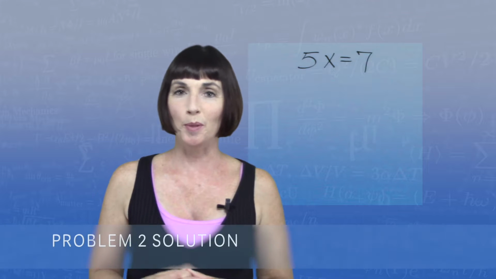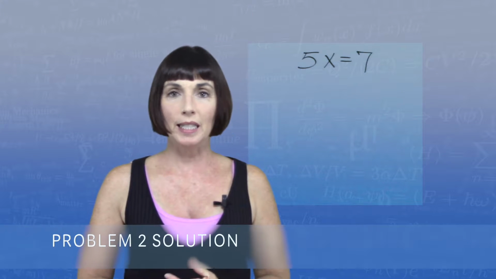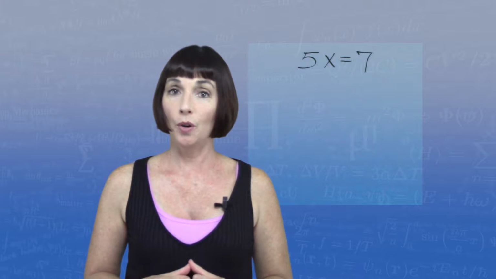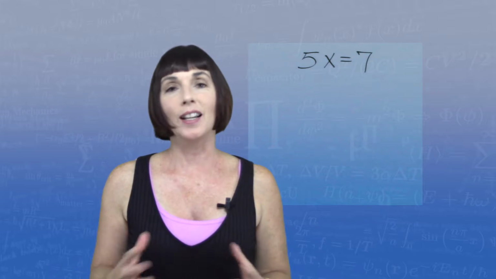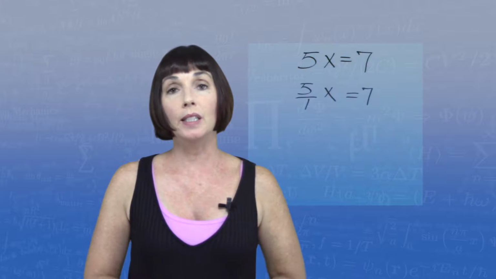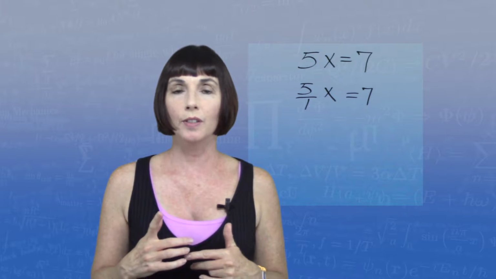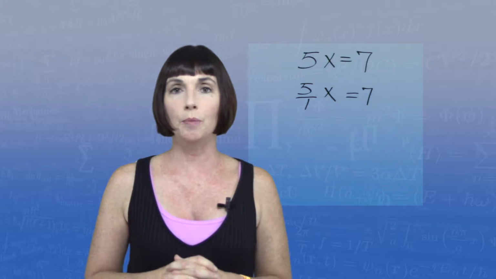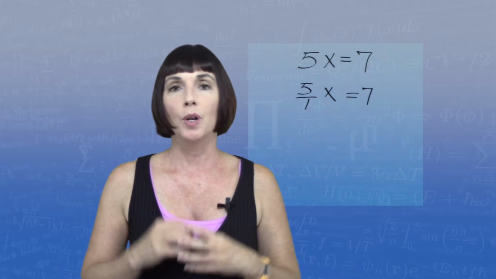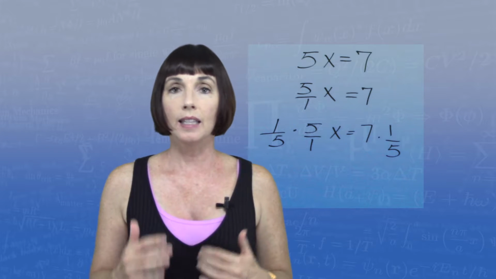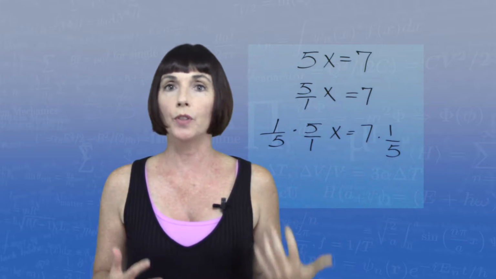Here's the solution to problem number 2. Problem number 2 is 5x equals 7. Determine the coefficient. The coefficient is 5. Find its reciprocal. 5 can be written as 5 over 1, so its reciprocal is 1 over 5. Multiply both sides of the equation by 1 over 5. So we have 1 over 5 times 5 over 1 x equals 7 times 1 over 5.